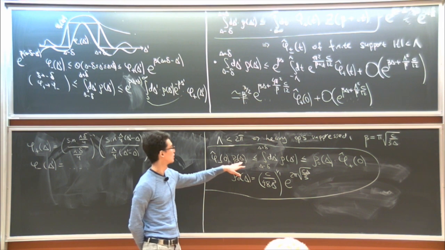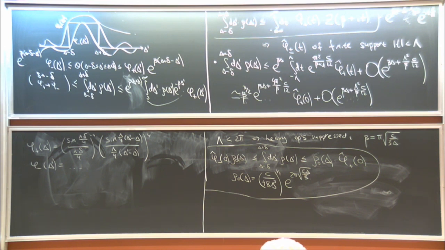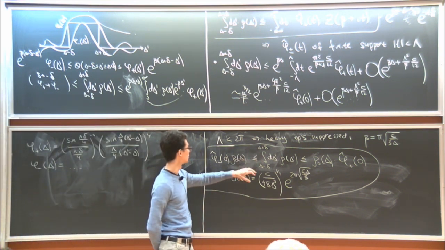Big delta, little delta. It is almost arbitrary. I'll specify that you cannot make it too small, and I'll specify exactly what I mean by that. It is arbitrary here.